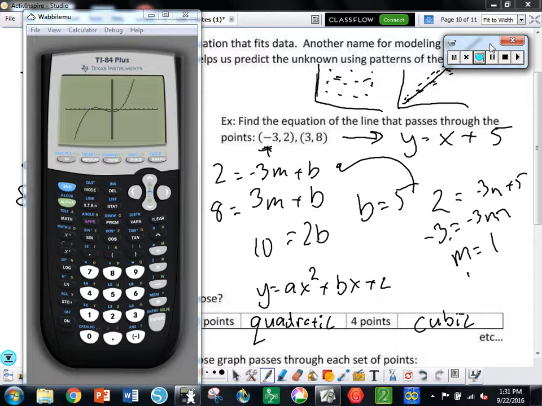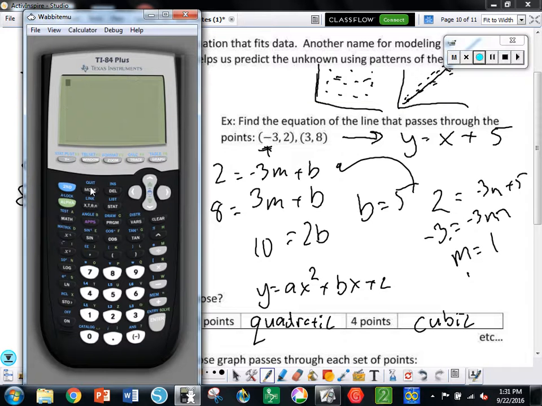I'm going to go back to my main screen. Okay? The first thing I would like you guys to do is find your catalog, which I'm going to get by hitting the second button and 0. Does everybody see second 0? It's the catalog. You only have to do this once, so as soon as you do it, you don't ever have to worry about doing this again.